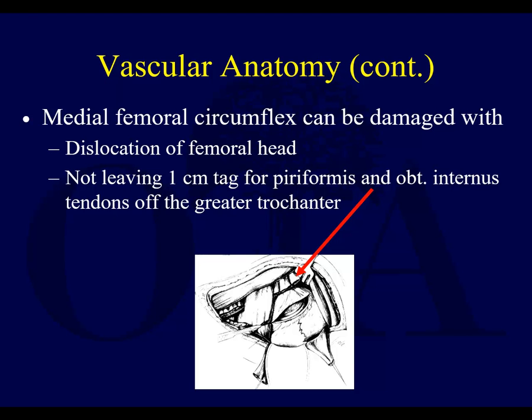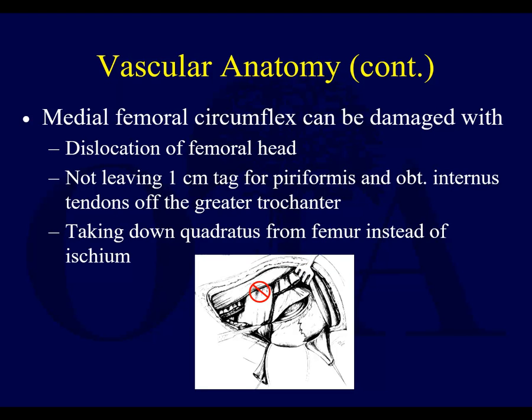You have to leave a tag, because if you go right down to bone, you can devascularize the medial femoral circumflex artery. So you leave a tag, you actually cut the tendons, and importantly, you also don't take the quadratus femoris off of the femur, because again, you can end up devascularizing and damaging the medial femoral circumflex artery. So we leave the quadratus femoris alone.